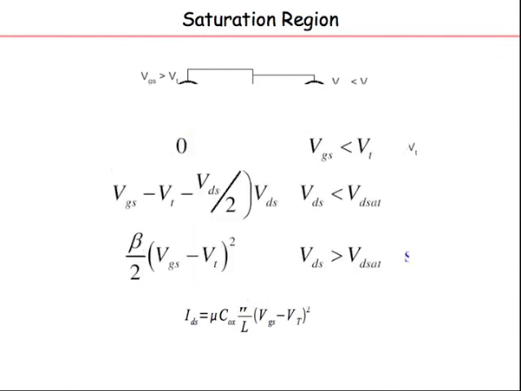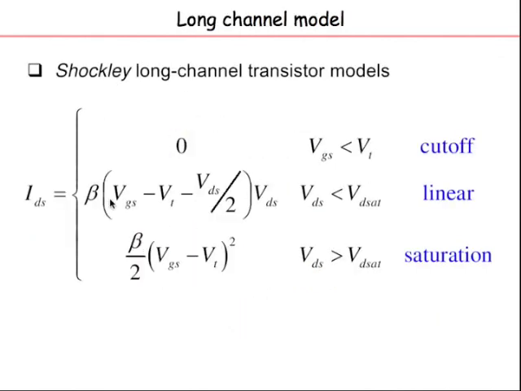Okay, so this is the equation in the saturation region. VGS less than VT, cutoff. VDS less than VDsat is the linear region. VDsat is the voltage at which the transistor enters saturation, and then you have the saturation region when VDS is bigger than VDsat, where current is independent of the drain source voltage. It's flat. If you remember that curve, current as a function of drain source voltage is flat. So this is basically the long channel transistor model.